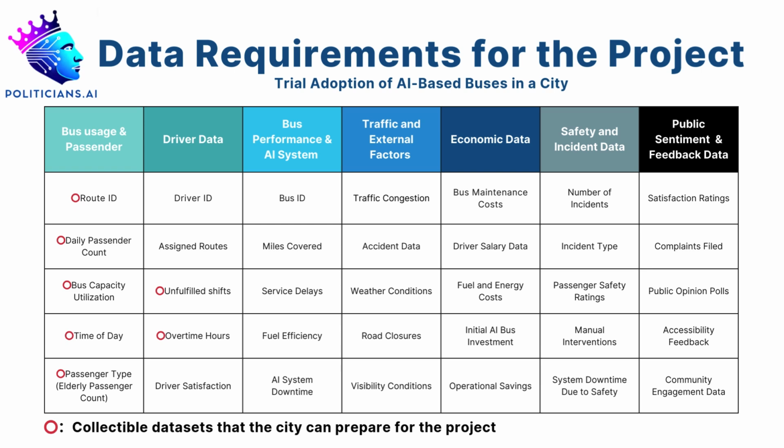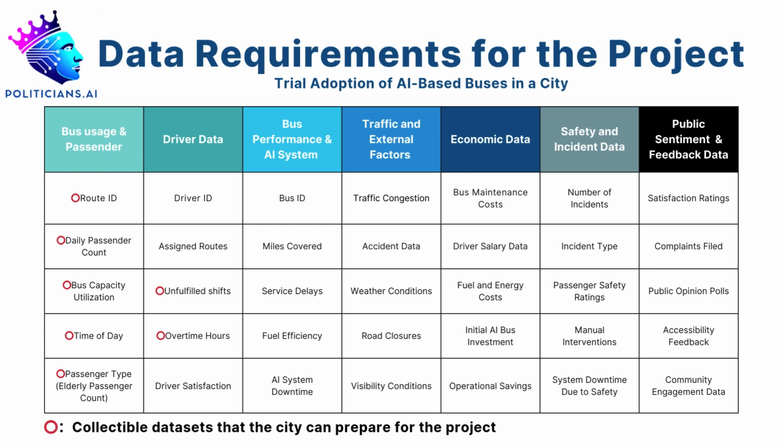Weather conditions. Weather data is crucial, especially during challenging conditions like rain or fog, which could affect both AI and traditional buses. Road closures. Knowing when and where road closures happen will help us evaluate how they impact bus performance. Visibility conditions. This is particularly important for AI buses, as poor visibility could affect their performance.